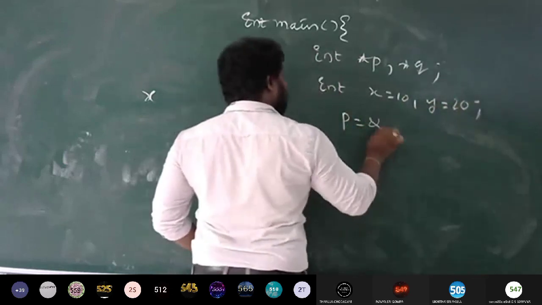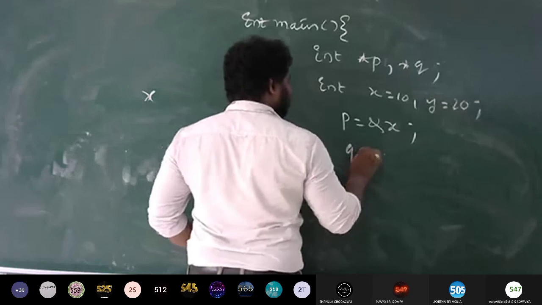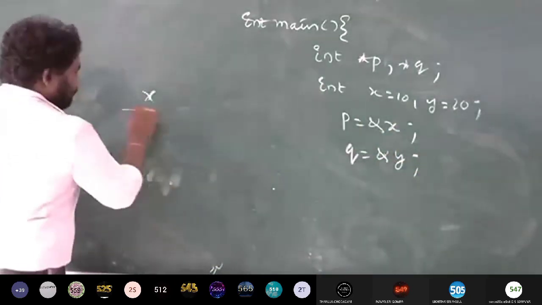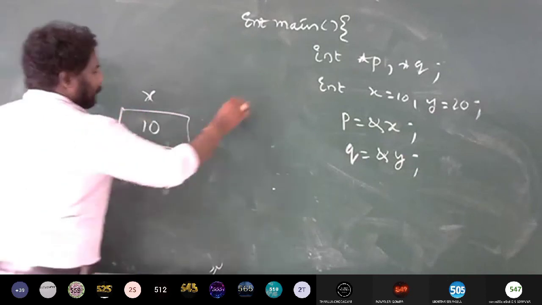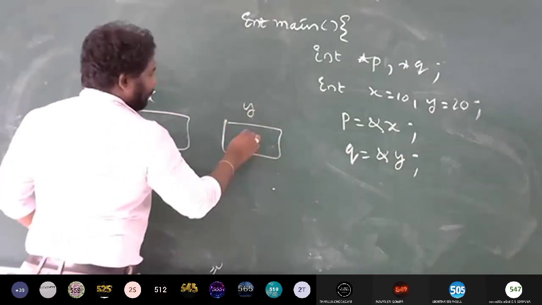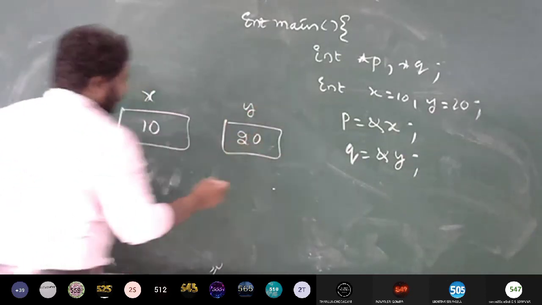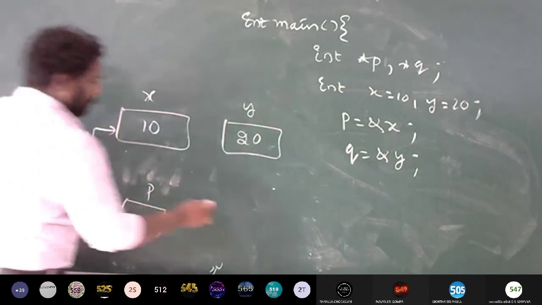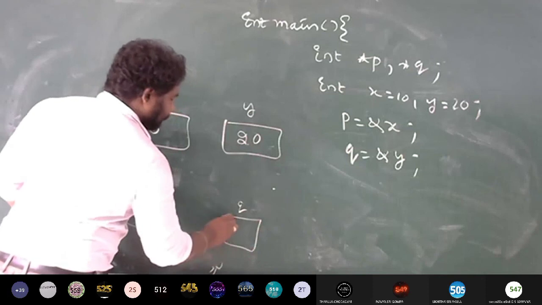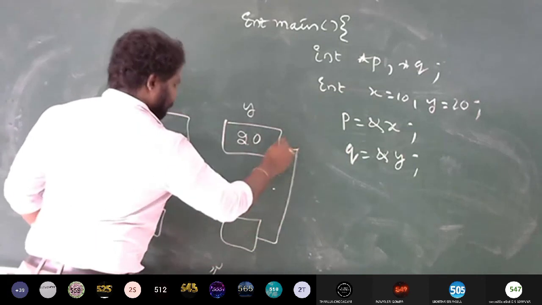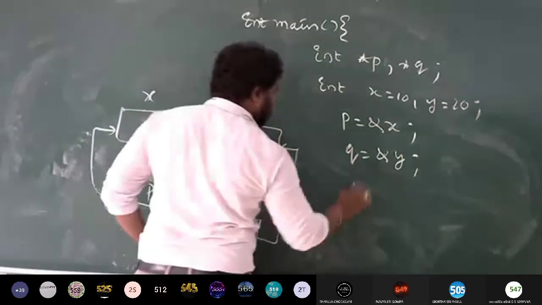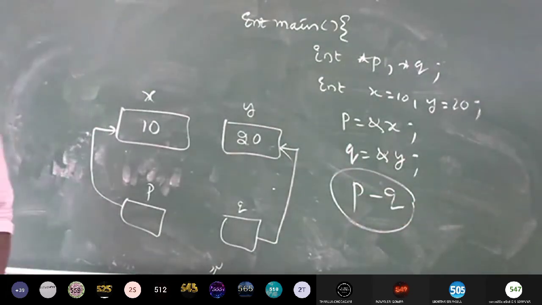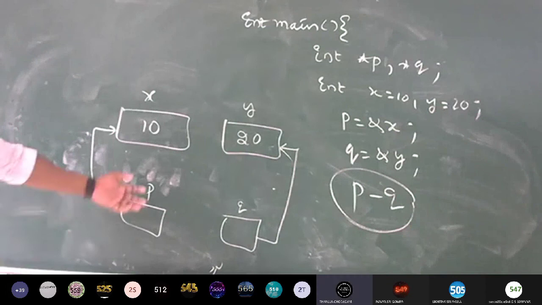P is having the address of x, Q is having the address of y, and both are 2 separate variables. X is a separate variable, y is another separate variable, and your P is pointing to x, and your Q is pointing to y. What do you get when you subtract these two? No, sir. No meaning in that.